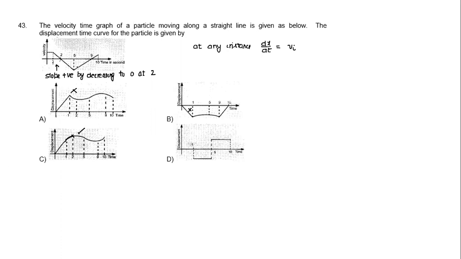And you continue, you check all these things here. From here to here, the slope becomes negative and the slope keeps increasing. And again from here, the slope becomes 0 at this point. At some point, the slope has to become 0. So this is the graph which matches all these conditions.